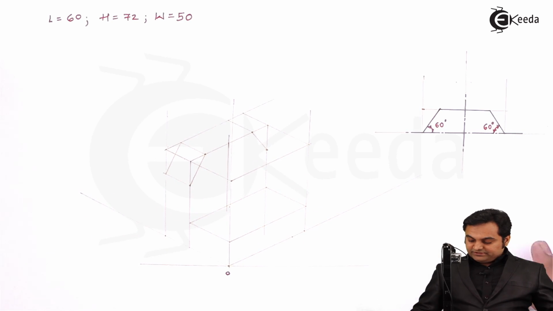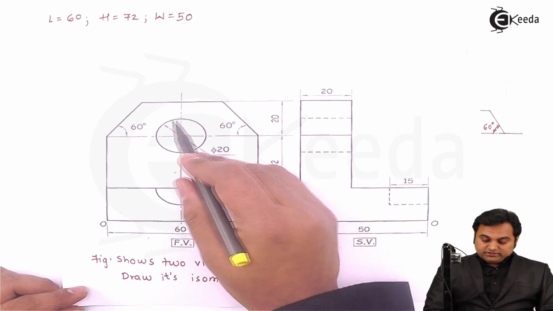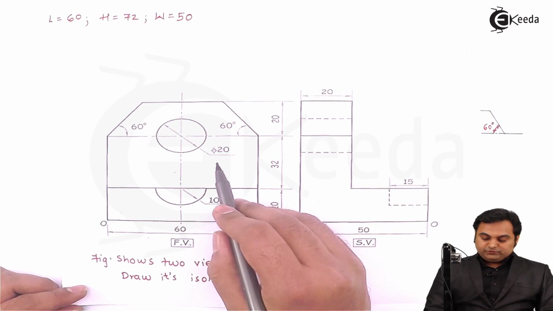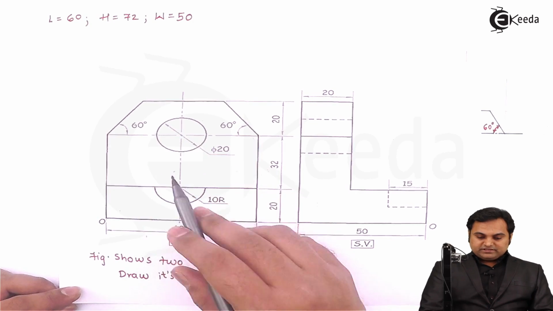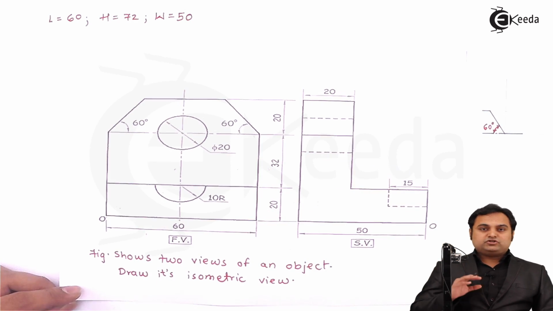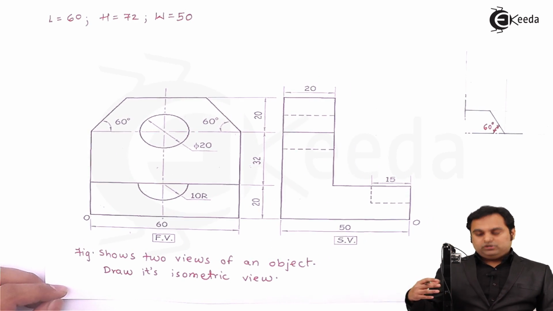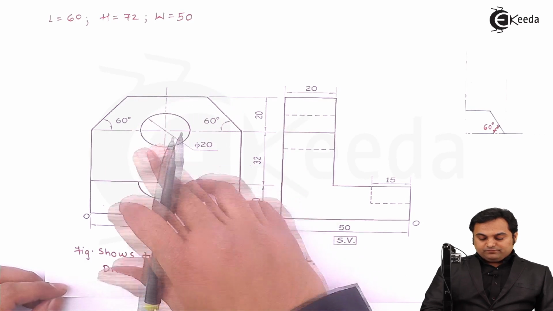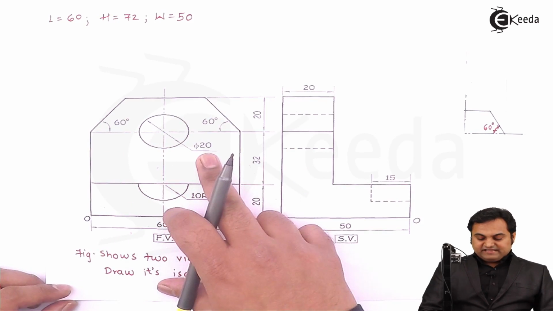Now something interesting, inside this vertical surface there is a circular hole of 20 mm diameter. As I can see in the front view, it is a circle, and in the side view that circle is dotted. It means it is a circular hole and not a circular block. So I am next going to draw this circular hole having diameter 20 mm.